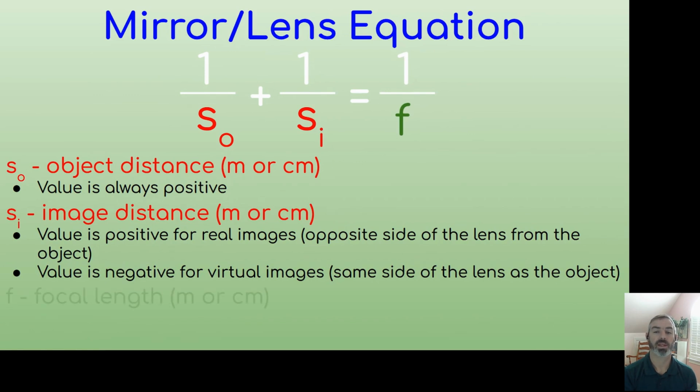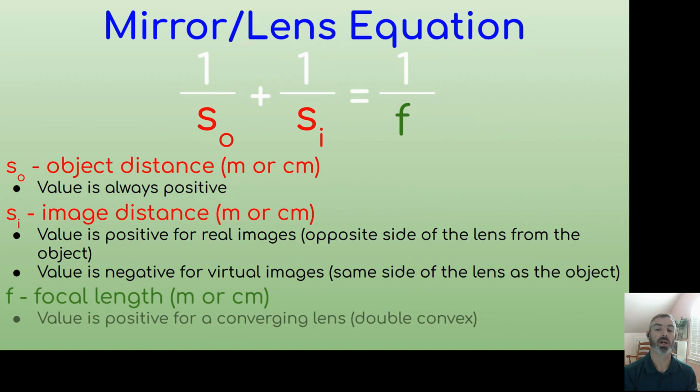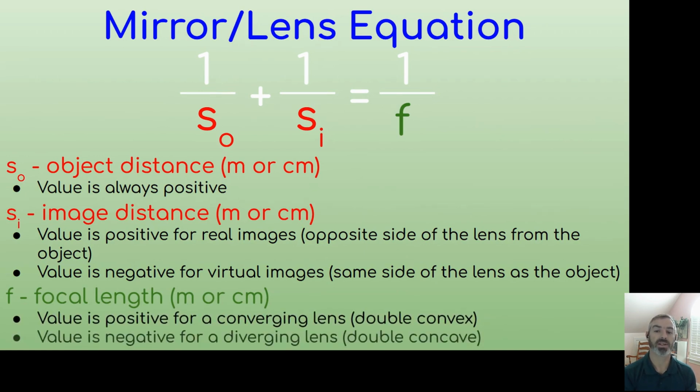So the important information for the focal length is that the value is positive for a converging lens, and the value is going to be negative for a diverging lens. So double convex is positive, and double concave, or diverging, is going to be negative.